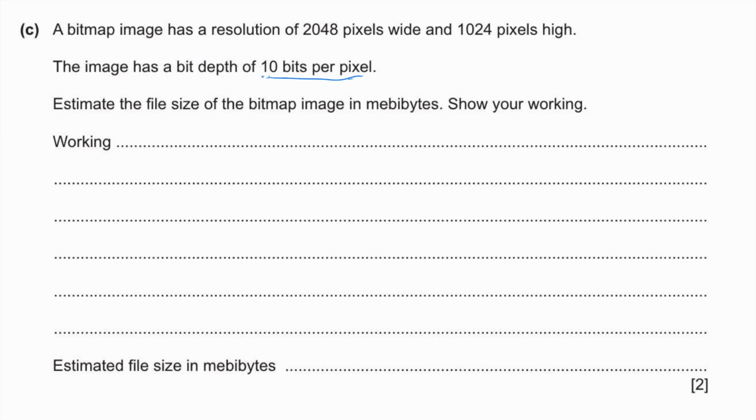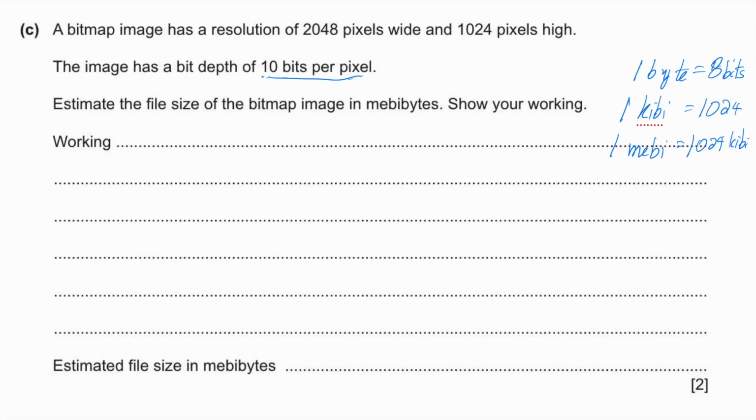So basically 1 byte equals 8 bits, and 1 kilobyte equals 1024 bytes, and 1 megabyte equals 1024 kilobytes. Okay, so we're looking in terms of 2 to the power of something. So we want to figure out how many bits there are, and then figure out how many megabytes that is.